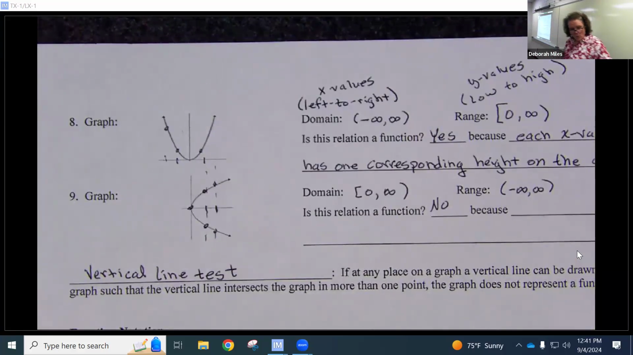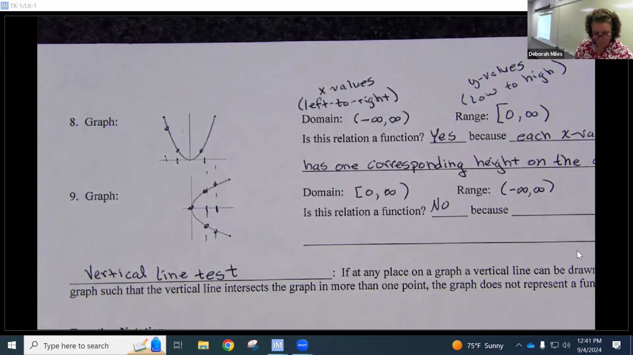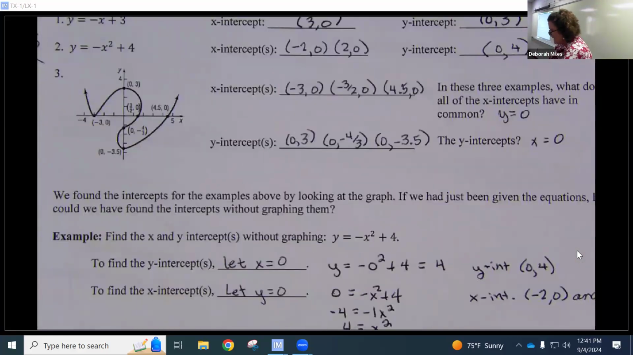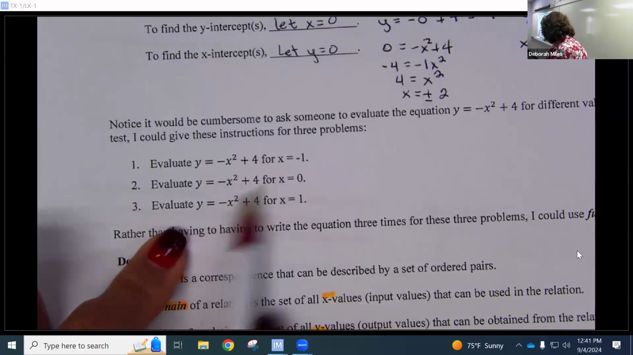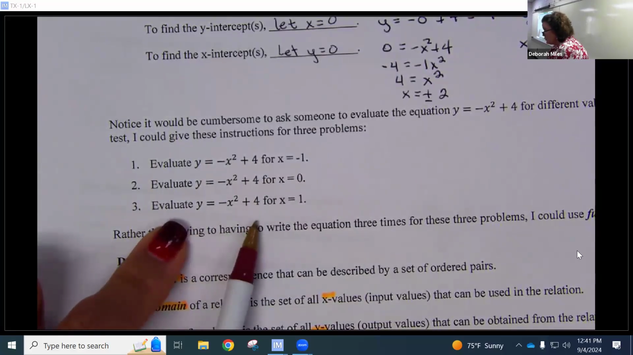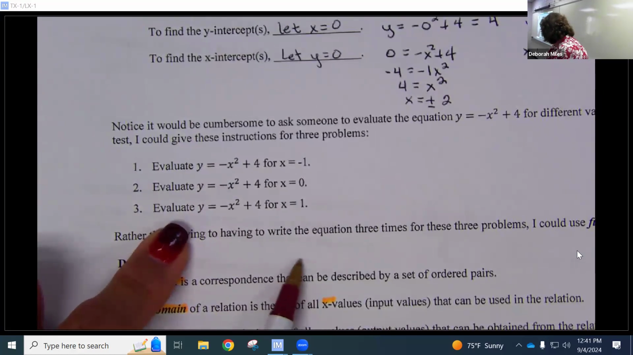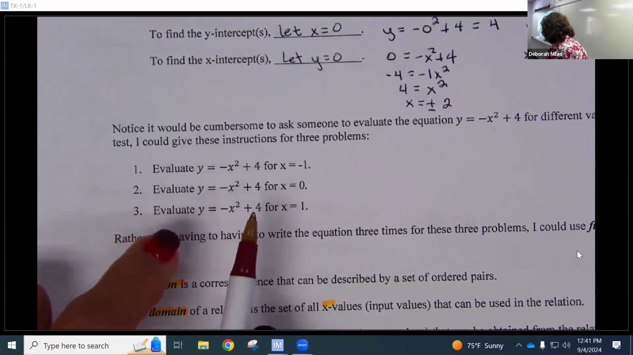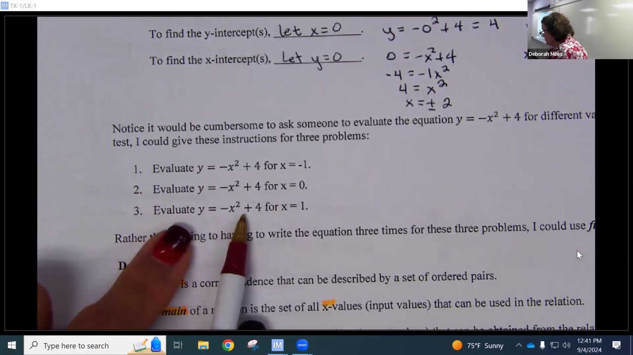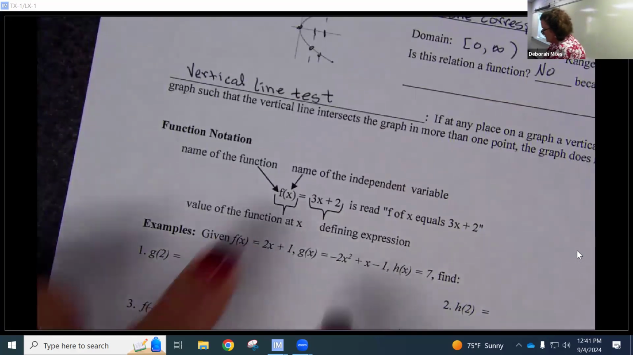All right, so going back to this idea of, man, I wish I didn't have to write that whole sentence 3 times to get you to do these 3 problems on the test. I said I wouldn't have to write all that if I used function notation. Well, here's function notation.